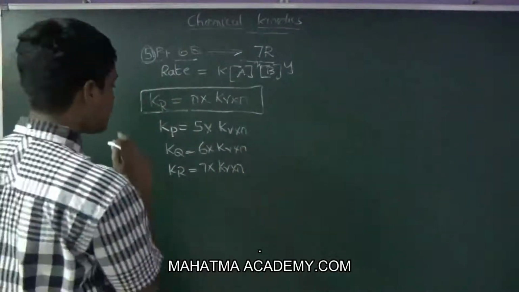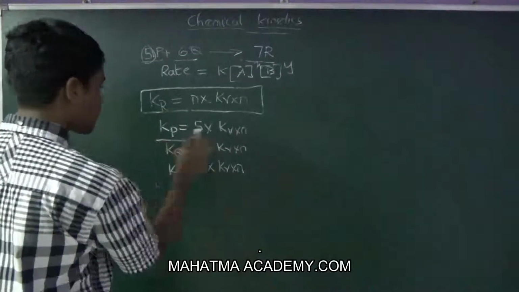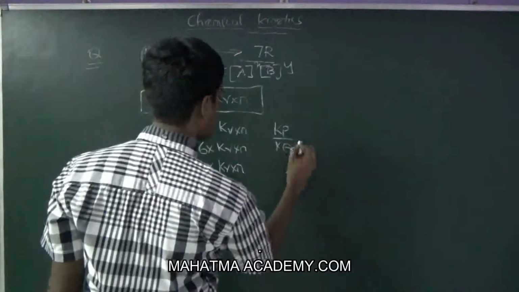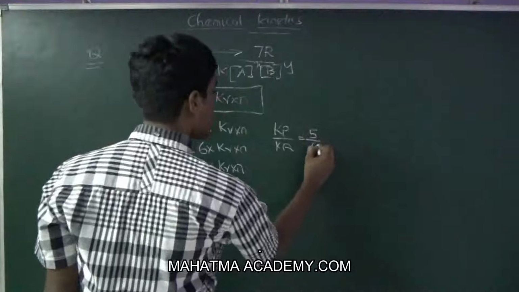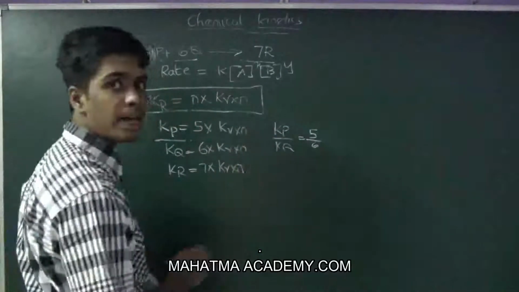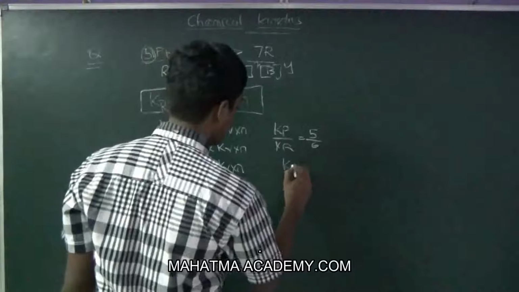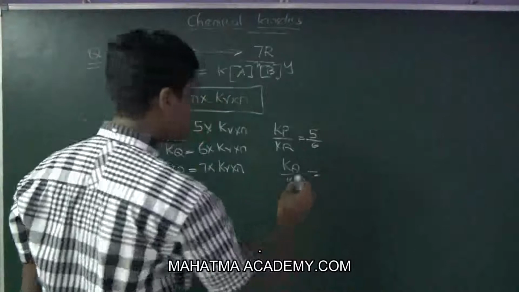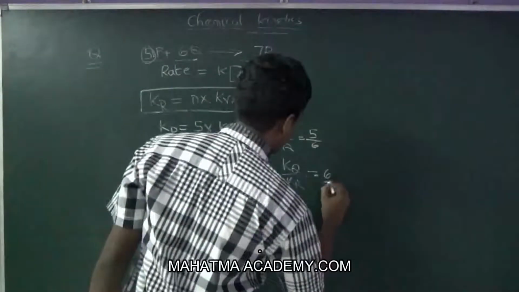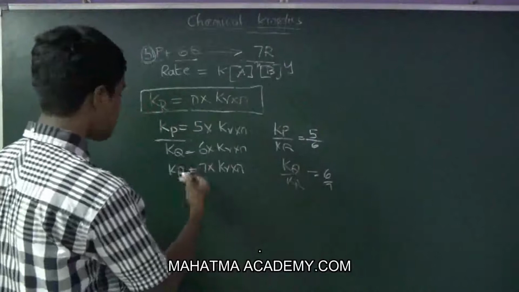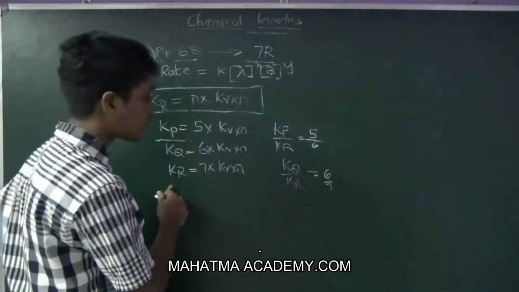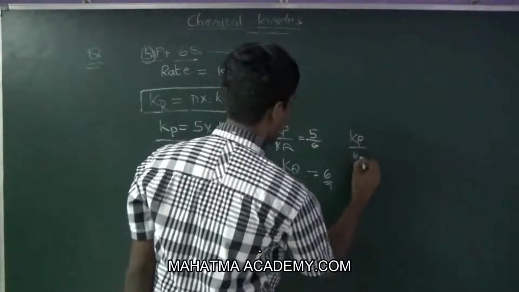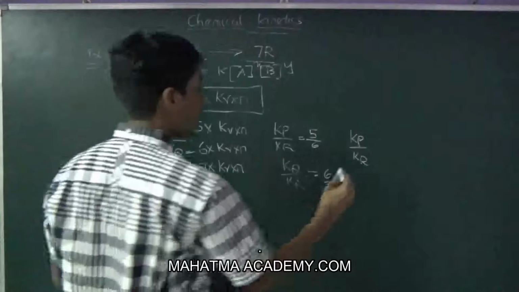Now if we divide these two, Kp upon Kq is equal to 5 by 6, because K of reaction cancels. If we divide Kq upon Kr, we will get 6 upon 7. Now if we divide Kp upon Kr, we will get 5 upon 7.